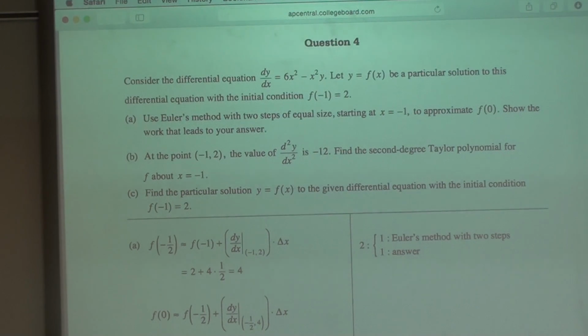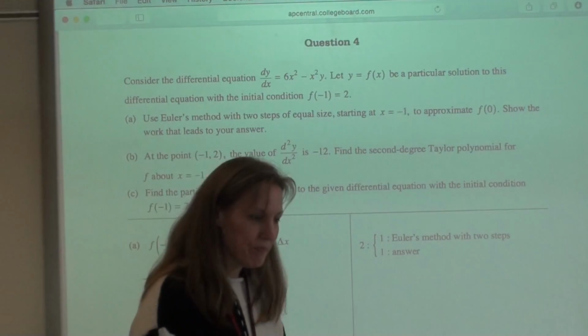The only exception is you cannot leave an answer in unsimplified trigonometric form. So if your answer is the sine of pi thirds, you can't leave it as sine of pi thirds. You have to put root 3 over 2. So you have to simplify the trig, but all other numbers you can just leave unsimplified.